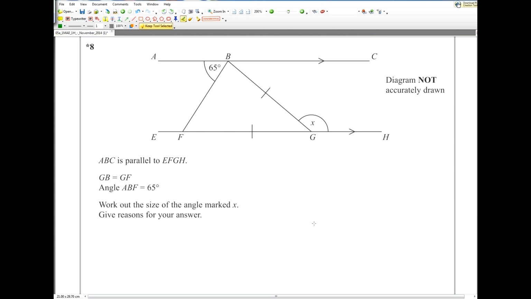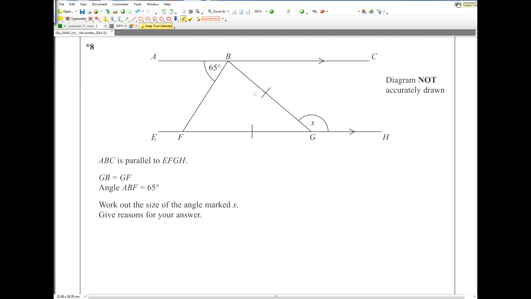Okay, right. Question number 8, right, folks? Okay, please sit down. We're now going back to live. It says that ABC is parallel to EFGH. The projector, that's normally a good thing to put on. I'll just read the question to you. You can read it from there. GB is equal to GF.